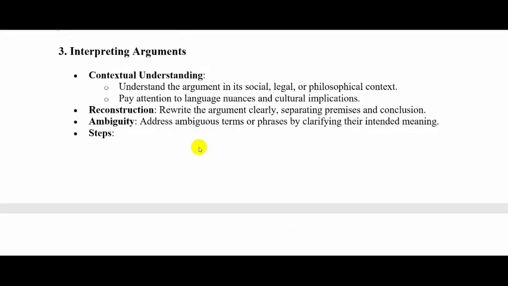Let's look at interpreting arguments. Contextual understanding. Understand the argument in its social, legal, or philosophical context. So arguments will depend on where it has been made, under what context it is made, whether it's social, legal, or philosophical context. Pay attention to language nuances and cultural implications. Reconstruction. Rewrite the argument clearly, separating premises and conclusion. Ambiguity. Address ambiguous terms or phrases by clarifying their intended meaning.